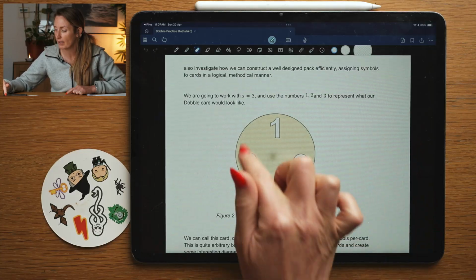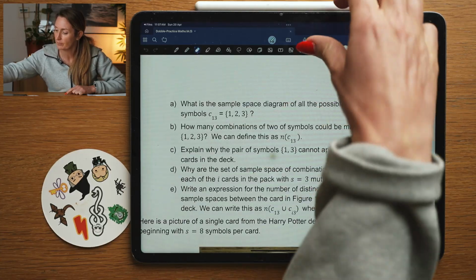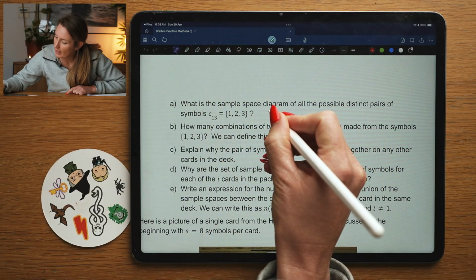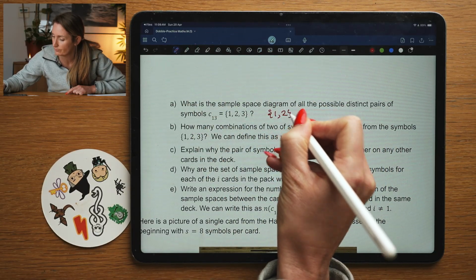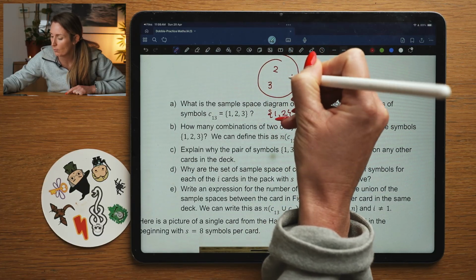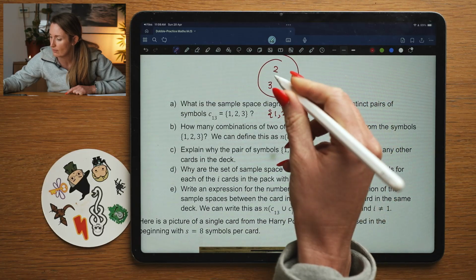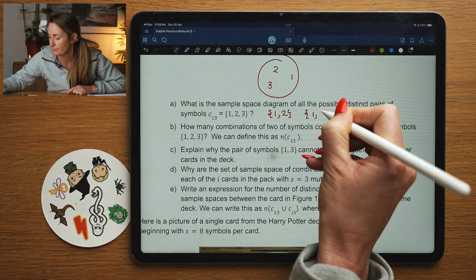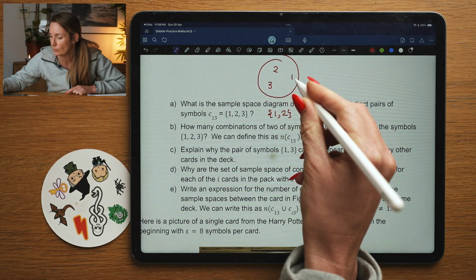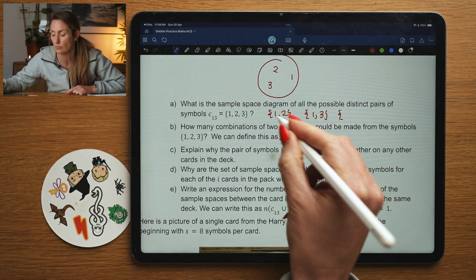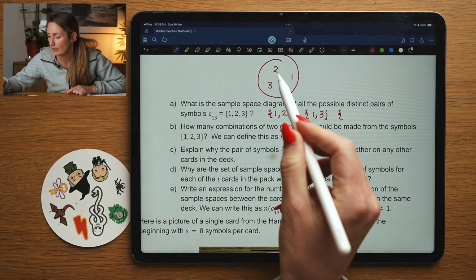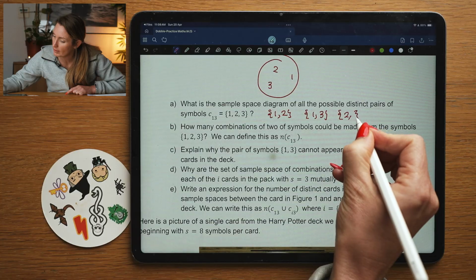Well, if I look at my card here with 1, 2, 3 on it, I can have the following combinations. I can draw it out for you here. 1, 2, 3. I can have 1 with 2, or I can have 1 with 3. I can't do 2, 1 because that's the same pair as 1, 2. The order is not important, but I could have 2, 3.